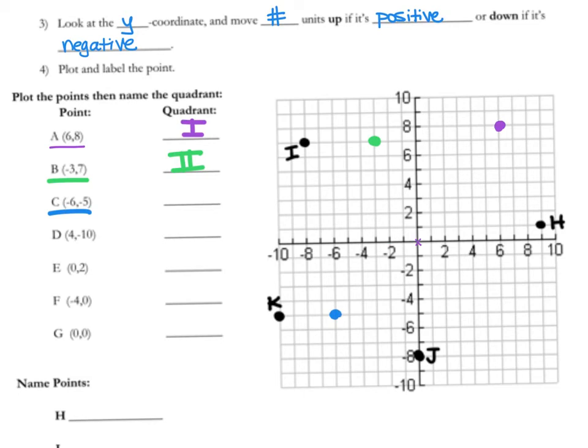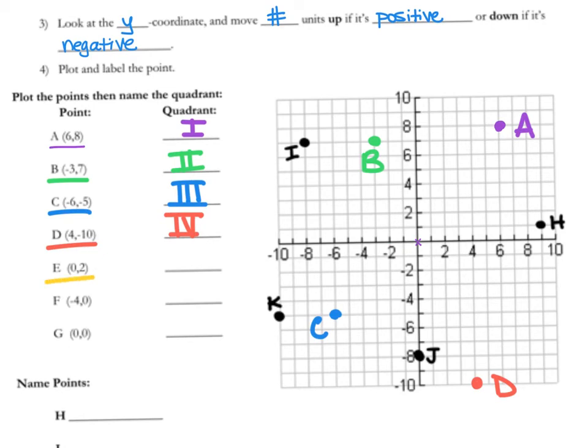Right there. Now you are supposed to write the letter. That is quadrant 3. You are supposed to write the letter. So let's go back and just make sure that we're labeling as we go. That was my bad. Okay. Let's do the next one. D, 4, negative 10. Positive 4 on the x, so right 4, all the way down to 10 on my y-axis. And that is, what do you know, it's quadrant 4. Point D.